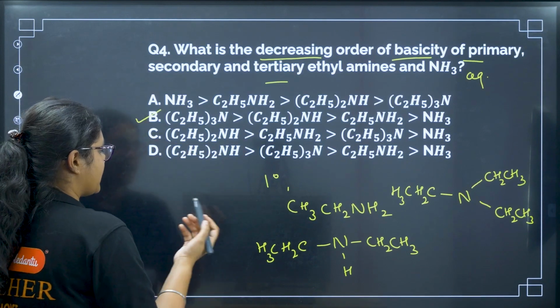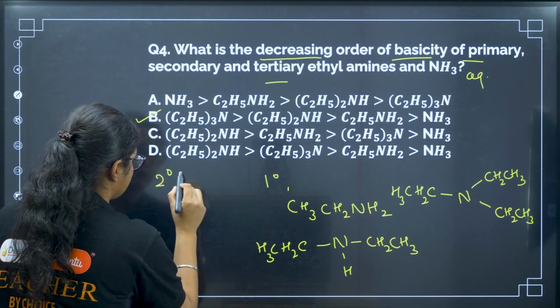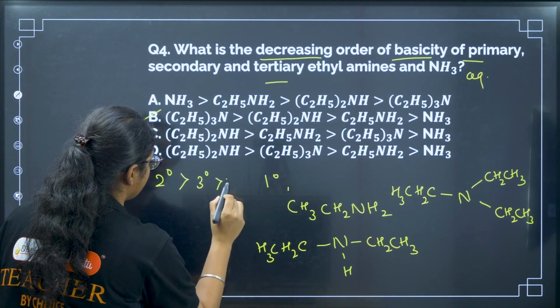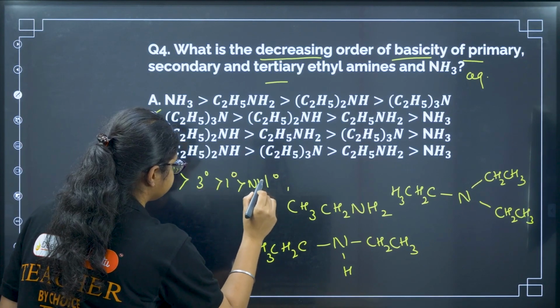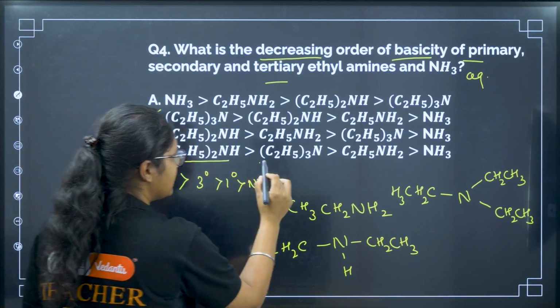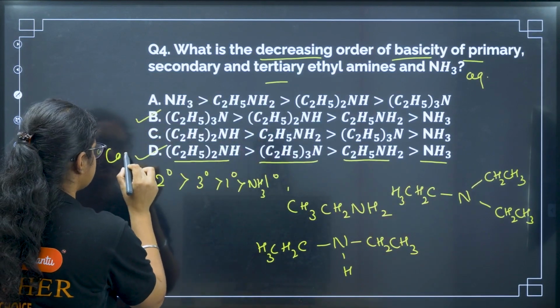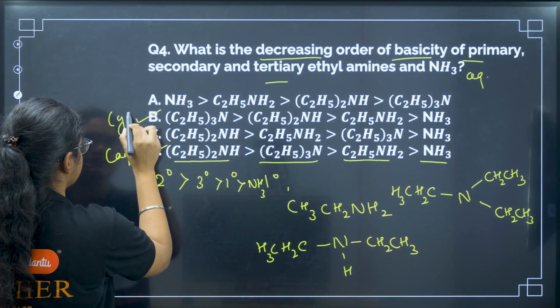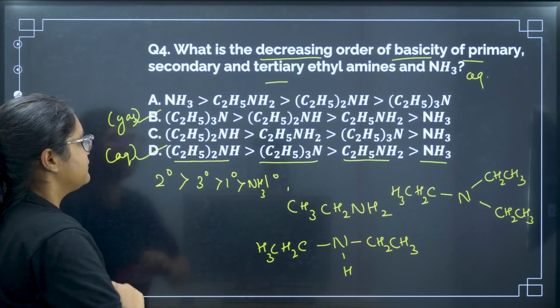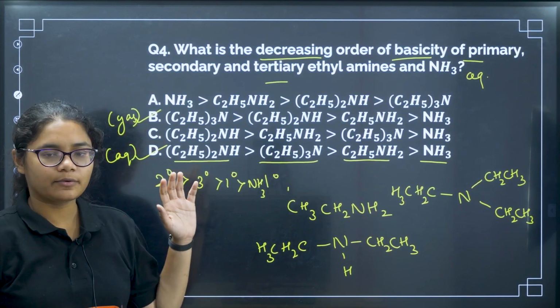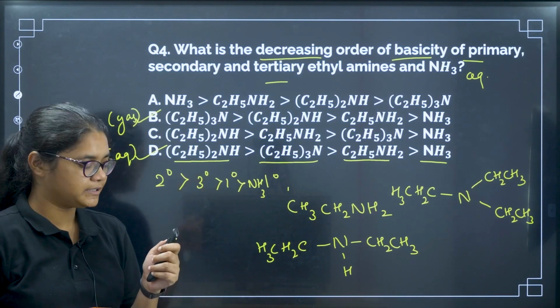So if we see aqueous medium, the order will be 2 degree, 3 degree, 1 degree, and then NH3. So the answer can be D if aqueous medium is mentioned, and if it is not mentioned, then in the gaseous medium, the answer can be option number B. So you have to read the question carefully and then solve it.